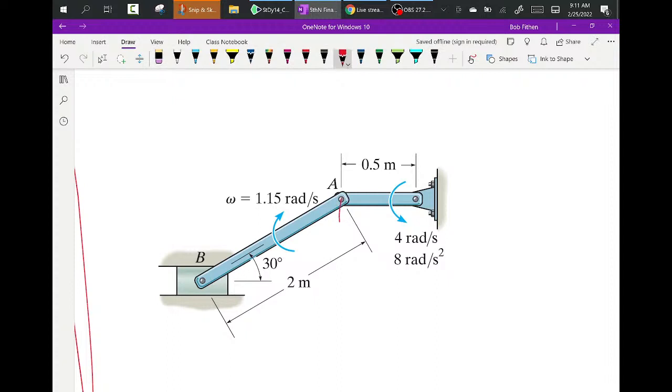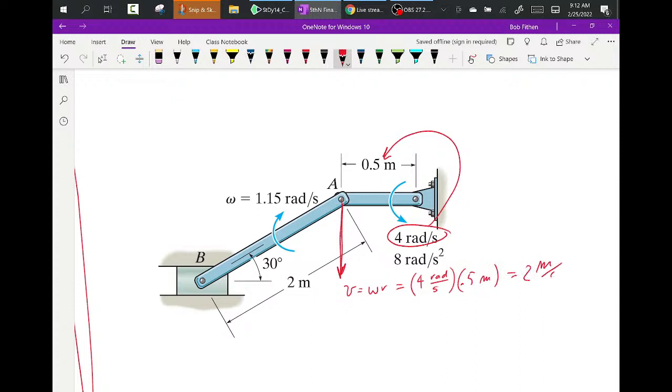I know from this one, at least, the velocity of point A is going down, I can figure it out. It's 4 times that. Velocity is equal to omega r, which is 4 radians per second, and 0.5 meters, gives me 2 meters per second going down.